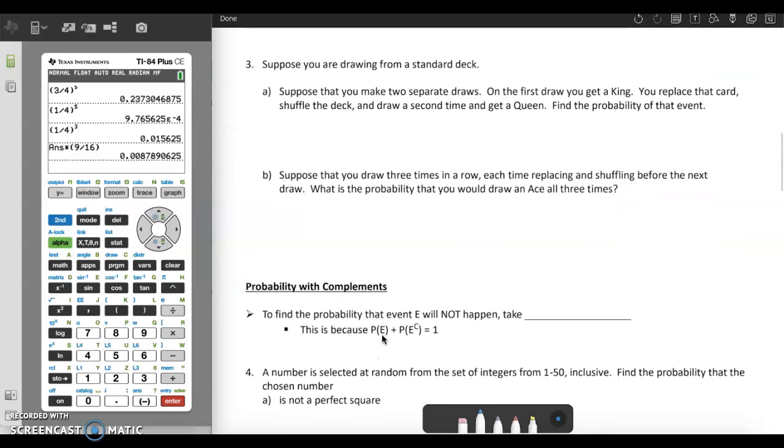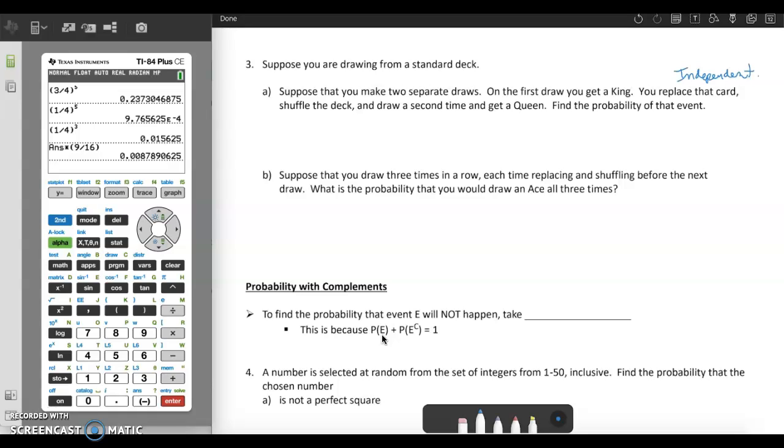Suppose you're drawing from a standard deck. It says, suppose you make 2 separate draws. On the first draw, you get a king. You replace that card, shuffle, and draw a second time and get a queen. Find the probability of that event. Okay, so here, because you've replaced and shuffled, that tells us that it is indeed independent. So again, that's key to decide that, then it means I can multiply the probability of these two events together.